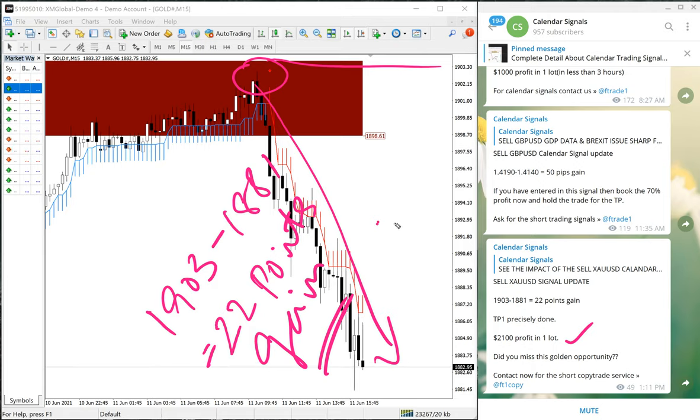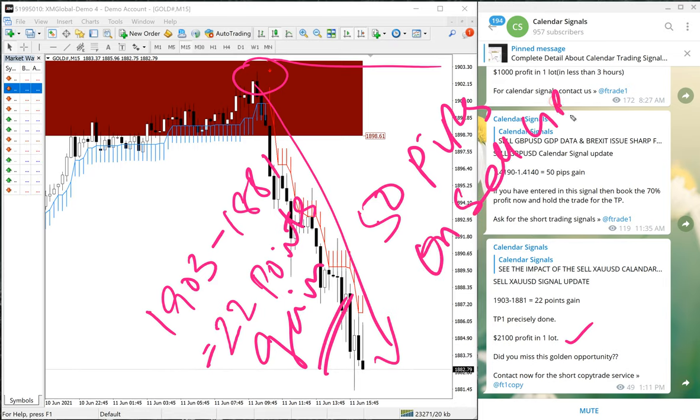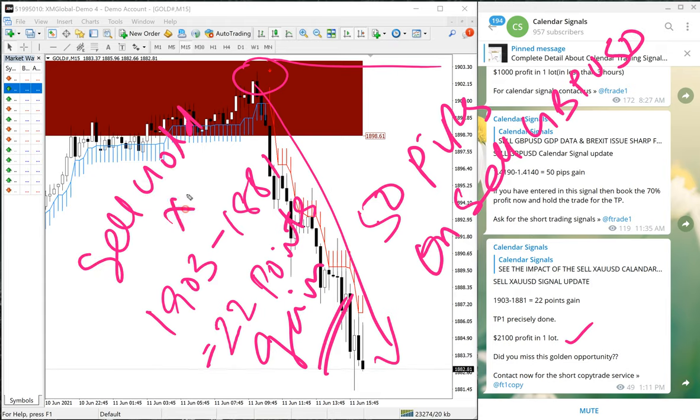As we have said earlier, 50 pips on the sell GBPUSD signal, and this is sell gold, which is XAUUSD. So both the signals on our calendar channel, both the given signals performed and gave very good return, and it is continuously in downtrend. We will update you.